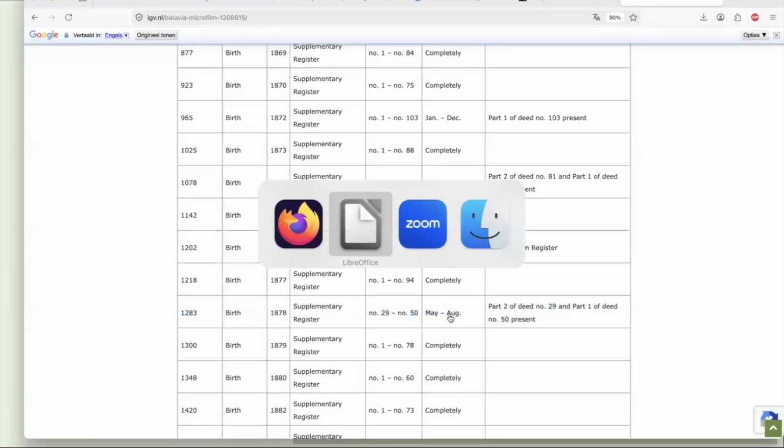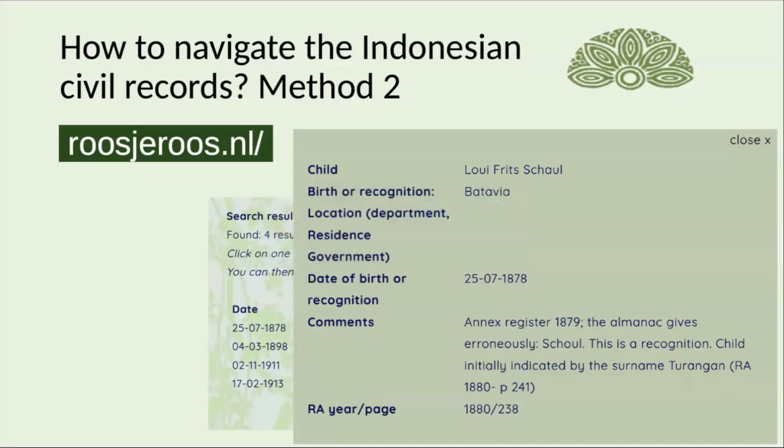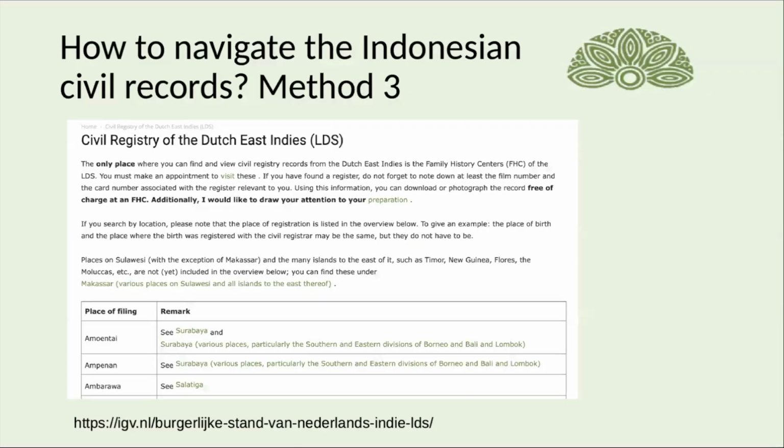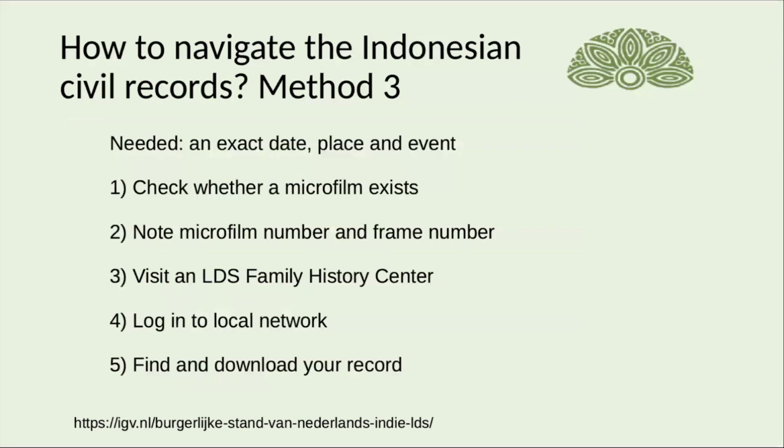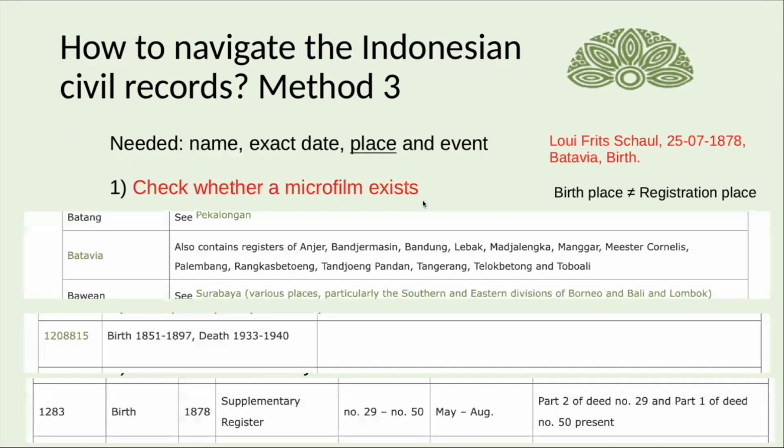So then you're in luck. There is a film that has this information. This is the complete method. You need an exact date, place, and event. Now we did number one. We checked whether a microfilm exists. It does exist, namely this one for Batavia, and this is the film, and this is the frame number, the starting frame number of this year.